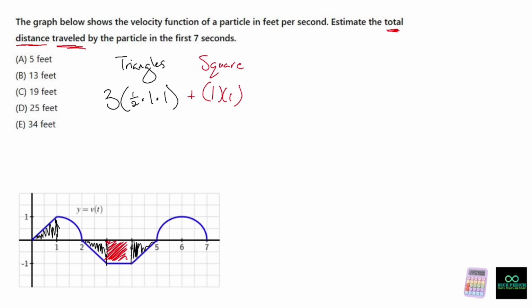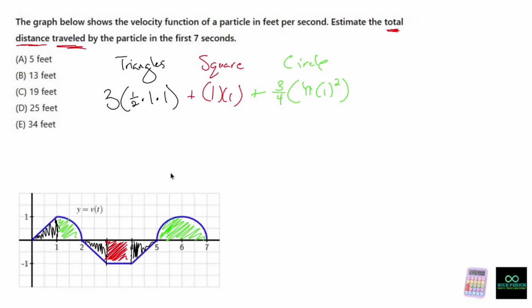But what I do want the calculator for is this third part. I have a quarter of a circle and a half of a circle. So in all, I have 3 quarters of a circle. My circle has a radius of 1, so pi r squared, so 3 quarters pi 1 squared.